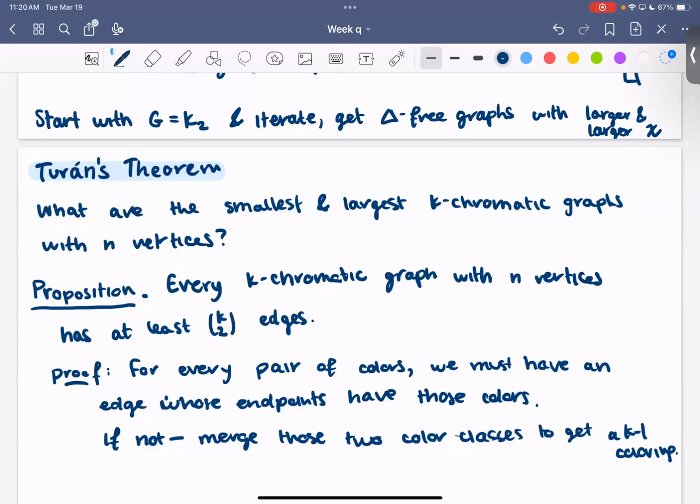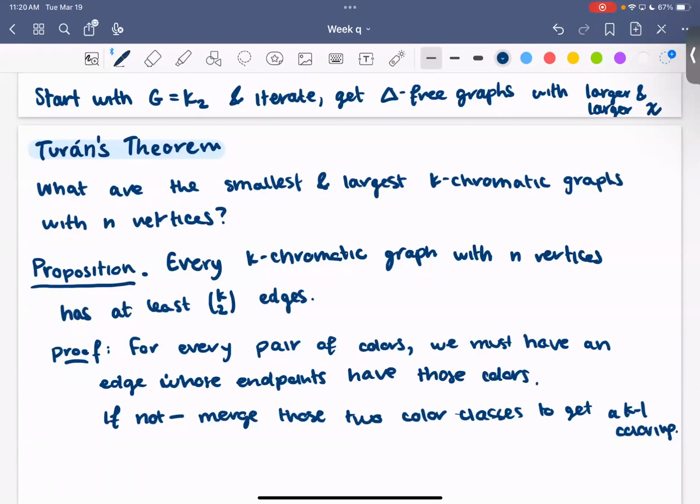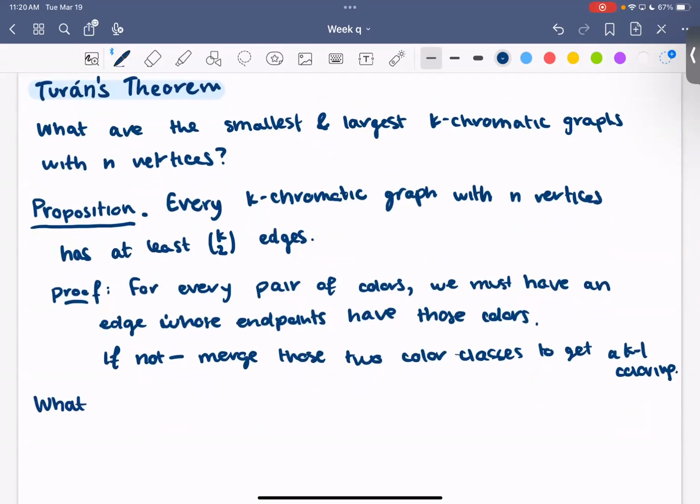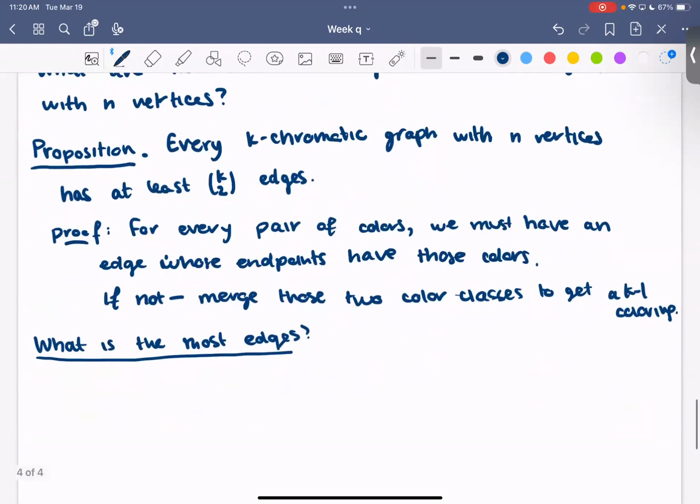Okay, so how do we get the most edges? This was the least number of edges that a k-chromatic graph could have. What is the most edges? Maybe we should do a small example. For example, what if n is 6 and k is 3? I'll let you play around with it and see what the most edges is, and then we'll discuss.